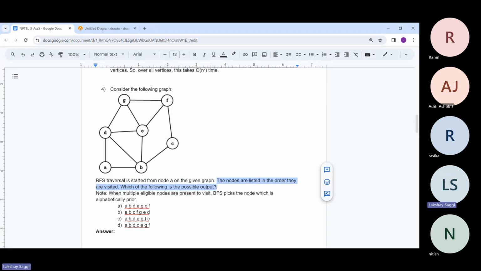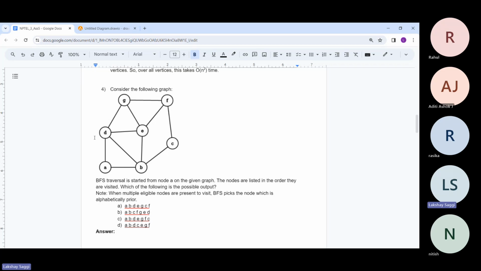So we want to find out the possible output for a BFS search if we start from the node A. And we are also given that when multiple eligible nodes are present to visit, BFS picks the node which is alphabetically prior. So the node which comes first alphabetically will be visited first. I hope this line is clear to everyone. Using this, I believe this won't be very difficult. So let's just see what the BFS traversal looks like.